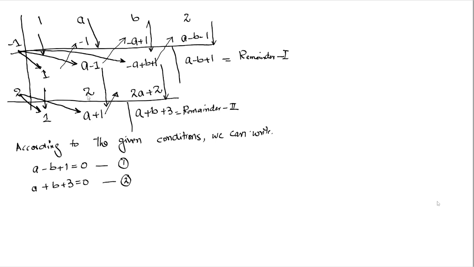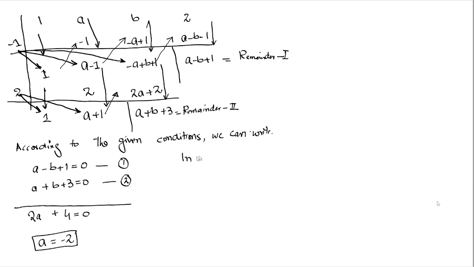the given polynomial. So we will perform addition of the two. A cancels with a, minus b cancel with b, and we have 2a plus 4 is equal to 0, and from here we can write that a is equal to minus 2.